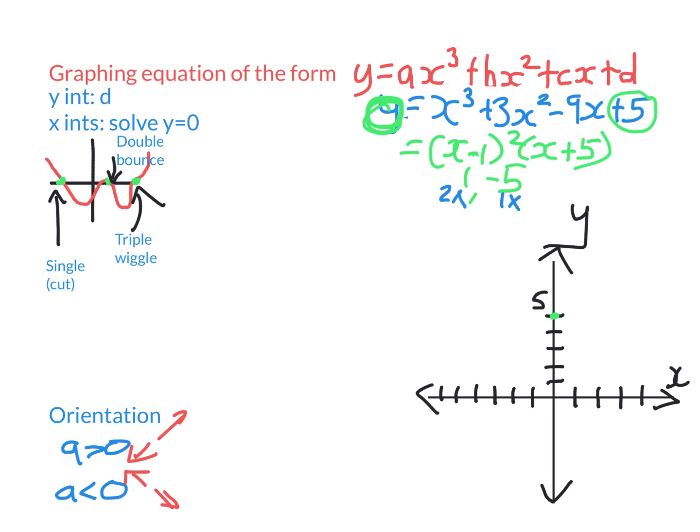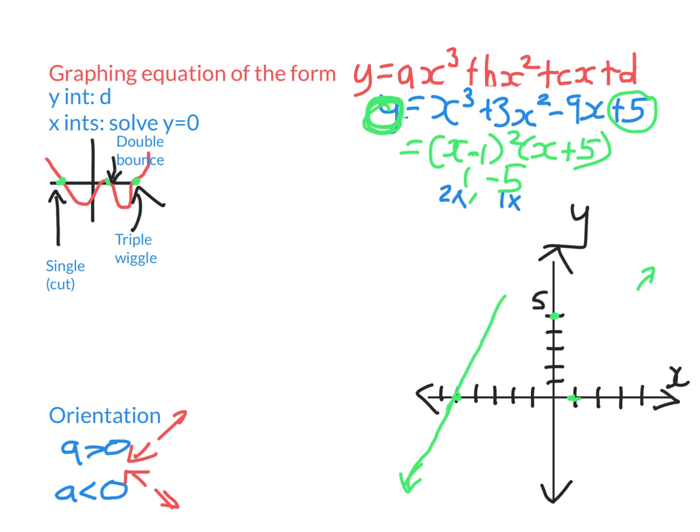So finally, let's determine the orientation. Because a, the coefficient of x cubed here, is 1, so it's positive, it'll be up here and down here. So this is what's going to happen. Over here at -5, there is a single root. Here there is a double root, and it's going to start down here and up here.